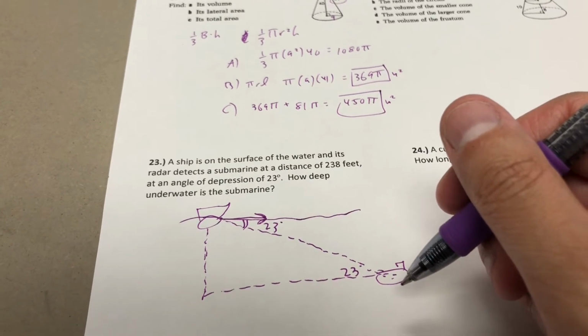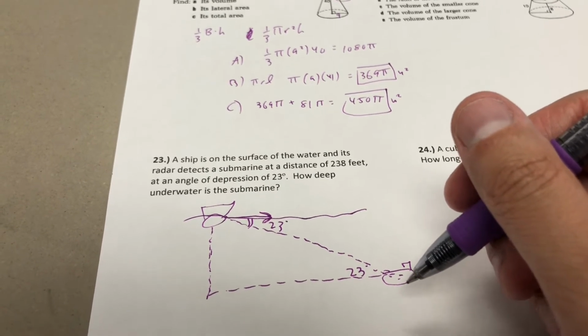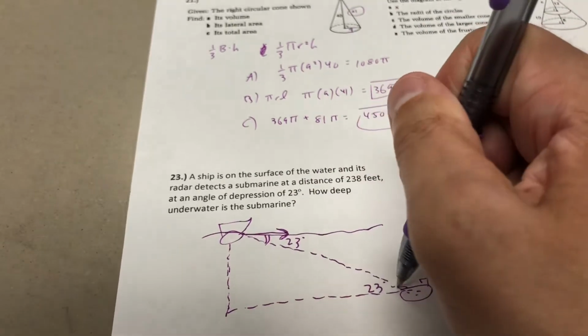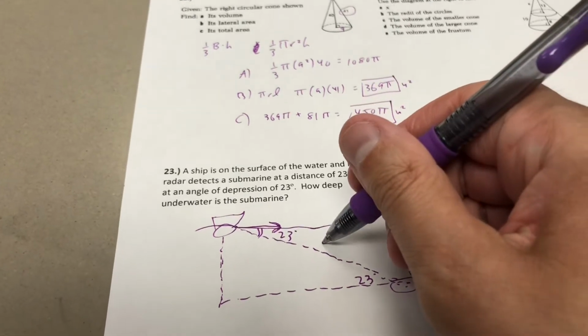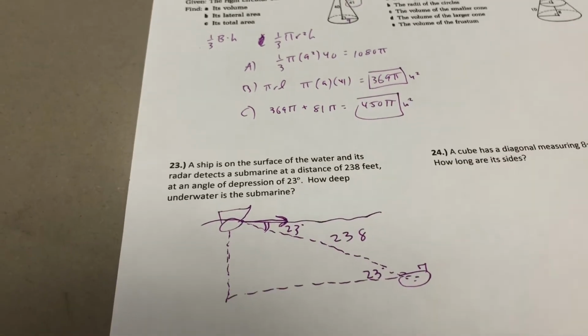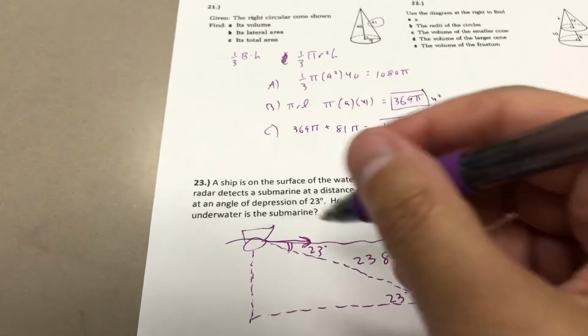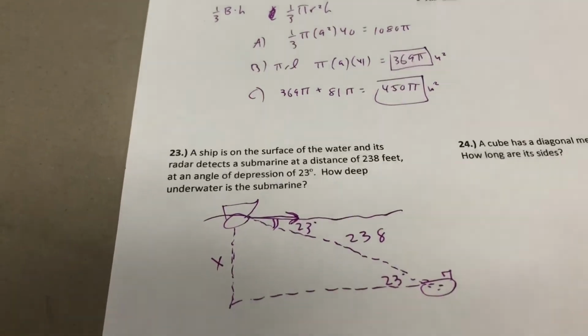Now, you got to read it carefully. It says this radar detects a submarine at a distance of 238. Well, the distance between these two vessels would be along the straight line. So it looks like that's the 238. And then they want to know how deep underwater the submarine is. The depth is going to be x right here.